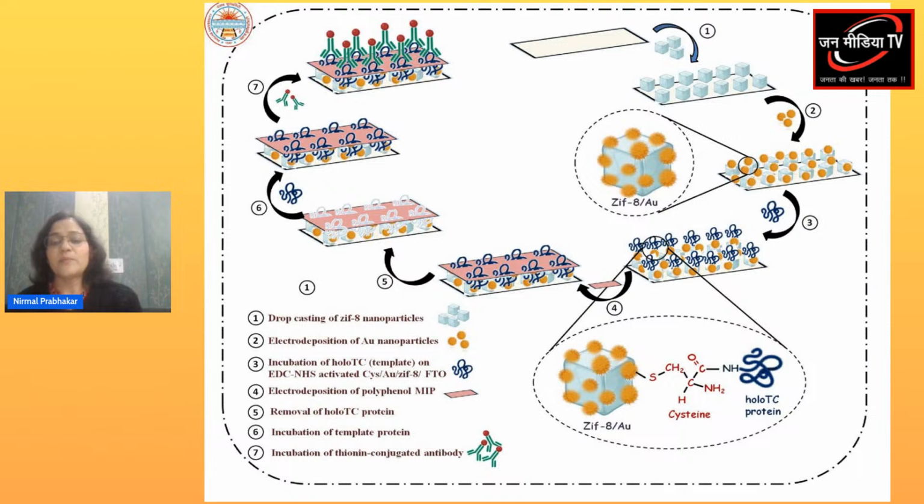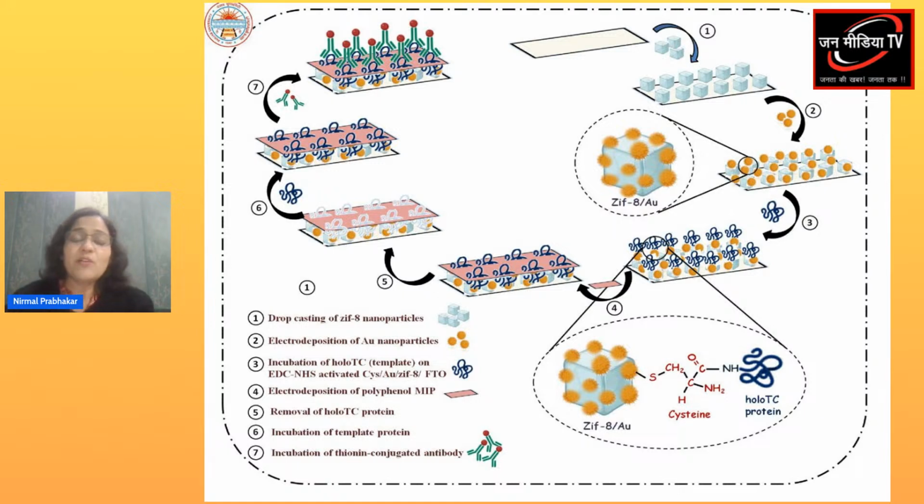cyclic voltammetry. For 30 cycles, I think, the electrodeposition of this polyphenol was done. And after coating of this polyphenol, the extraction of this holo TC protein was done with the help of acetic acid for around 40 minutes. And after that, again the incubation of holo TC on this holo TC removed MIP sensor was done to check whether the cavity is made or not, and whether the cavity can fit the holo TC molecule properly or not.